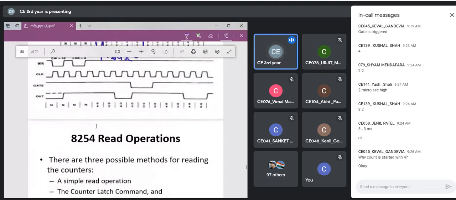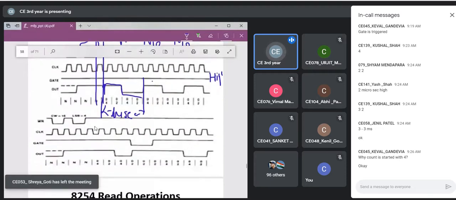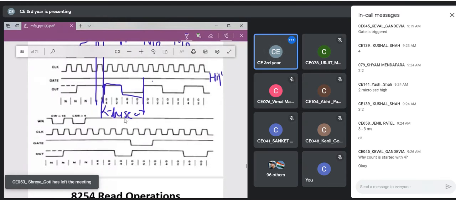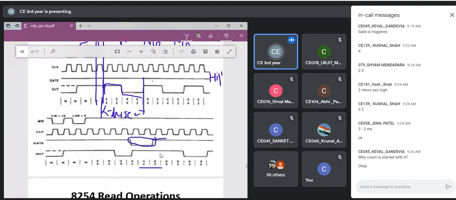Now we are going for the read operations. This is remaining: one more waveform. What does it say if your gate suddenly goes low? The count is retained. As soon as it goes high, it will continue its operation. So gate must be high. If it suddenly goes low, the operation will halt. So that is all about all the modes, 0 to 5. That is 6 modes we have completed.